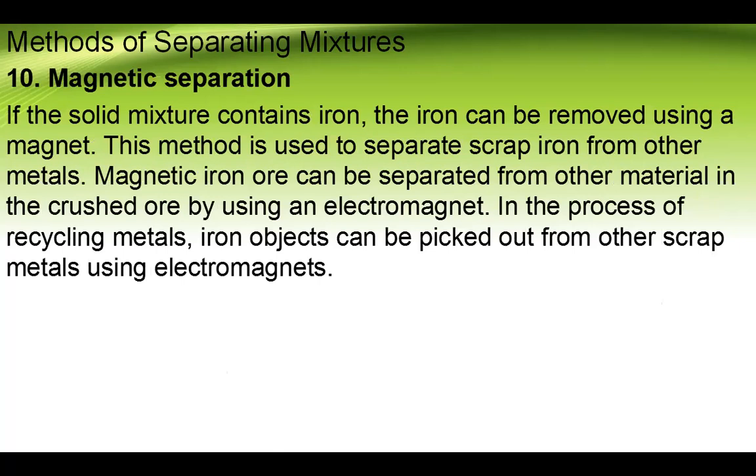The tenth one, which is the last one, is magnetic separation, used for a solid mixture that contains iron, where the iron can be removed using a magnet. This method is used to separate scrap iron from other metals. Magnetic iron ore can be separated from other material in the crushed ore by using an electromagnet. In the process of recycling metals, iron objects can be picked out from the scrap metals using these electromagnets.